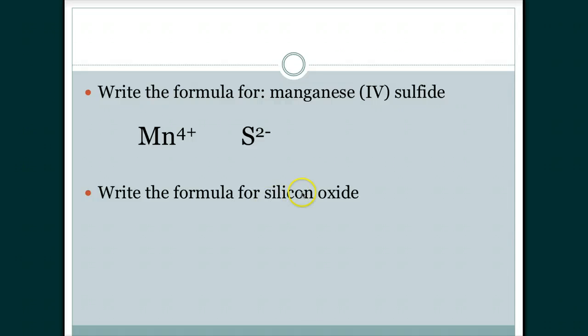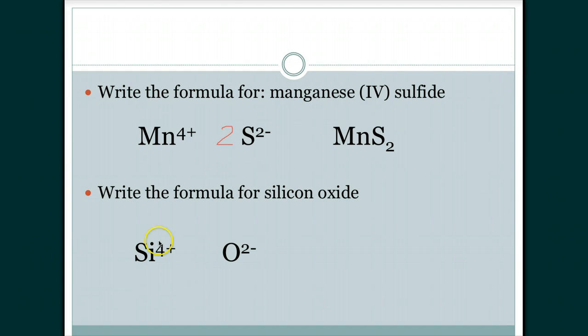Now here, if you do the crisscross, you would have manganese 2 sulfide 4, and then you would have to simplify. Or again, since this is a positive 4 and that's a negative 2, I guess that if I have 2 sulfide ions, I can balance out the positive charge of manganese, which is 4. And so that is how I arrived at manganese 4 sulfide. What if I have to write silicon oxide? So silicon has a charge of 4. Oxygen has a negative 2 charge, oxide.